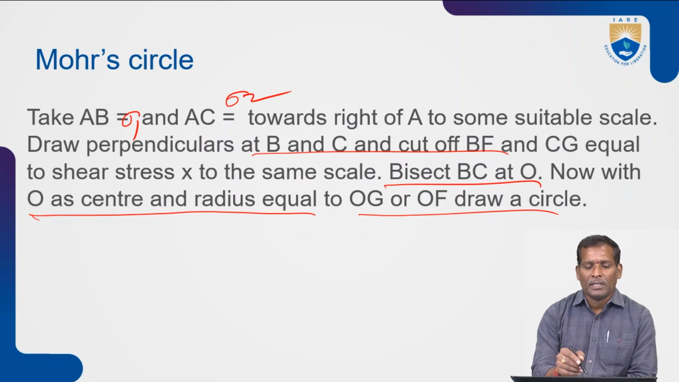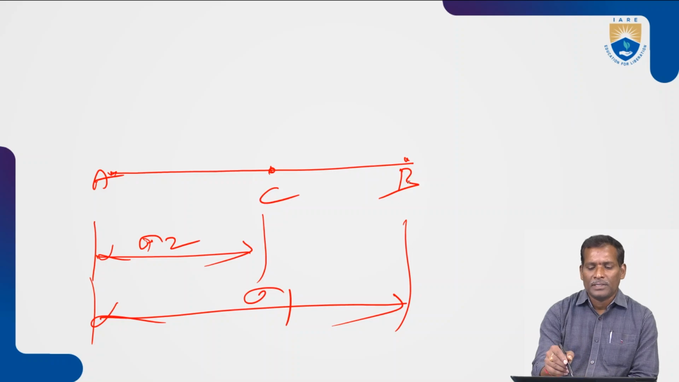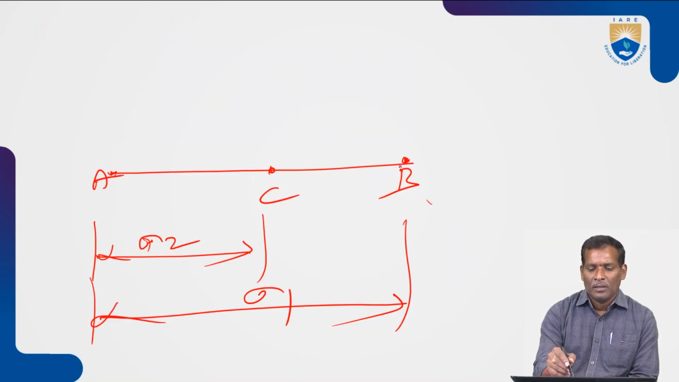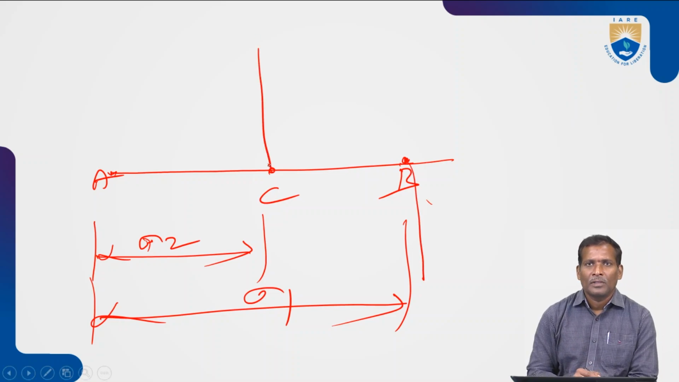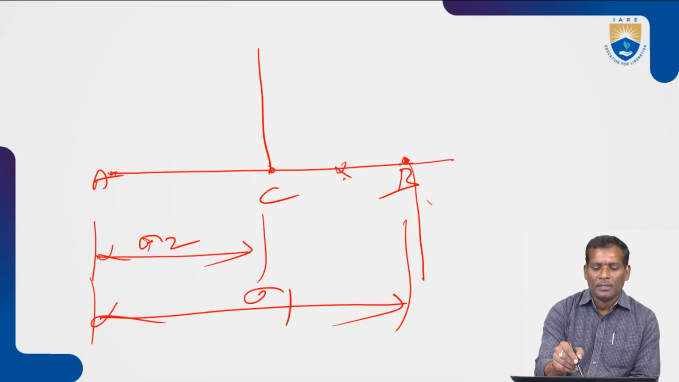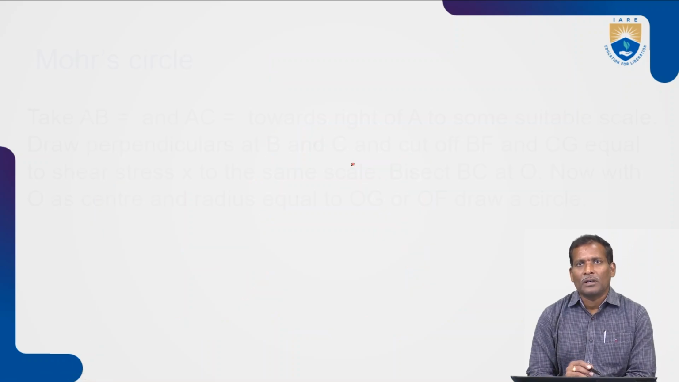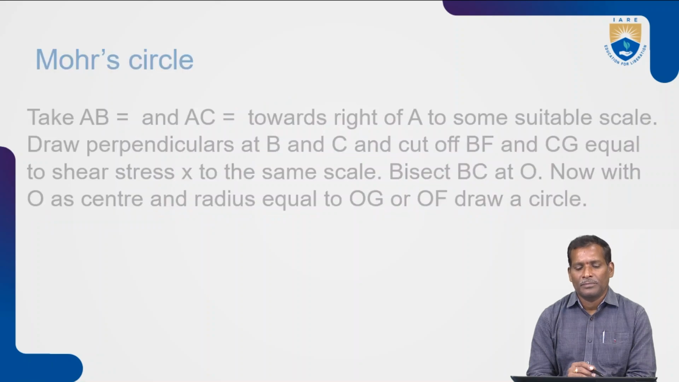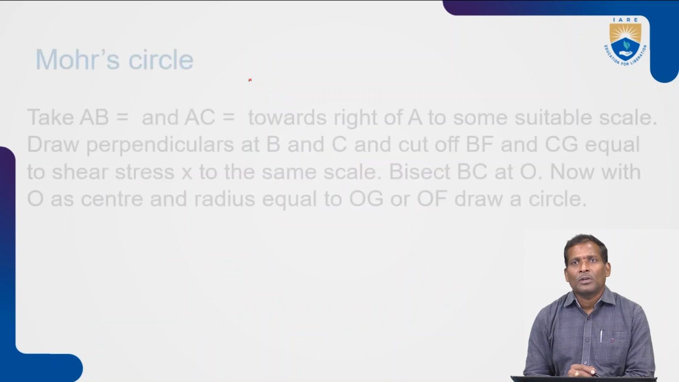Draw perpendiculars at B and C and cut off BF and CG. Here, at B and C, perpendiculars. Bisecting BC gives the center O. Then draw a circle, cutting off BF and CG.